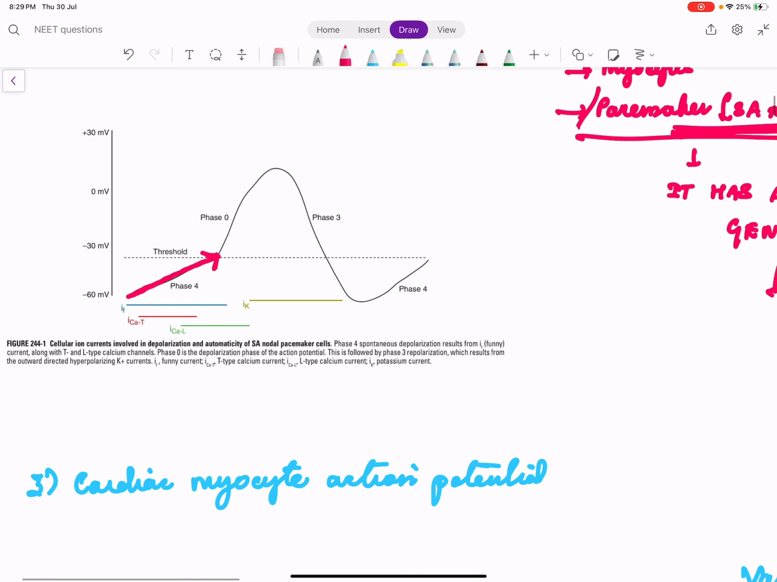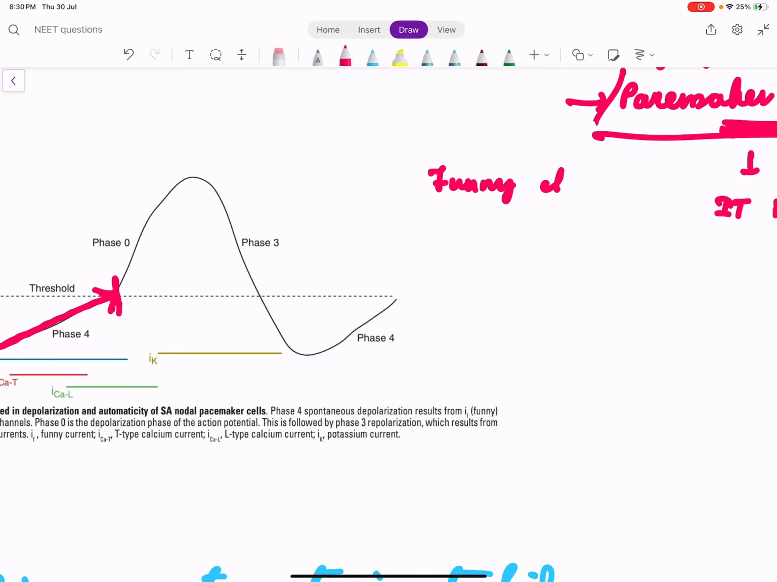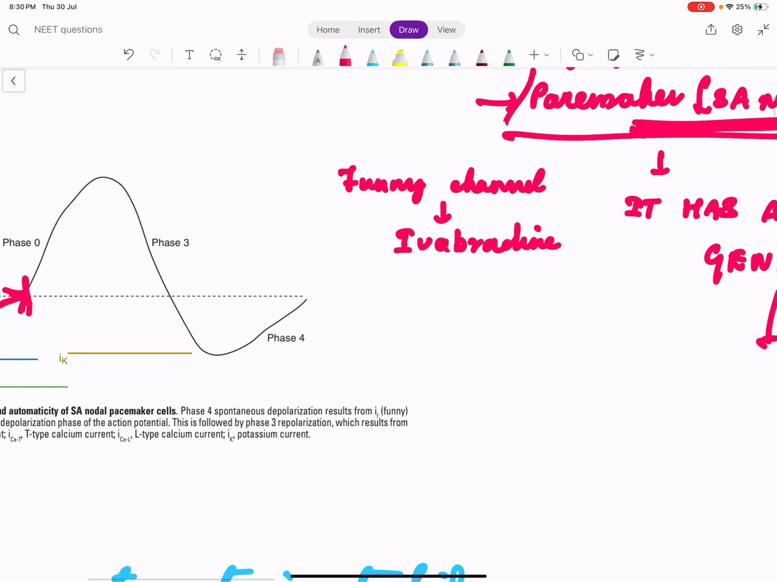Just remember, what is important in the pacemaker action potential is phase 4, because the heart cells spontaneously depolarize. What is important for the spontaneous depolarization is the funny current, IF current, which is a sodium current. When the funny channel allows sodium ions to enter the cells, depolarization occurs from minus 60 millivolt to minus 30 millivolt. At minus 30 millivolt, other channels open, like the calcium channels, which help in depolarization. You can remember the funny channel because one drug inhibits it. That drug is ivabradine, a funny current inhibitor. When this funny current is inhibited, the SA node loses its automaticity, so its rate will fall. So ivabradine can cause bradycardia.